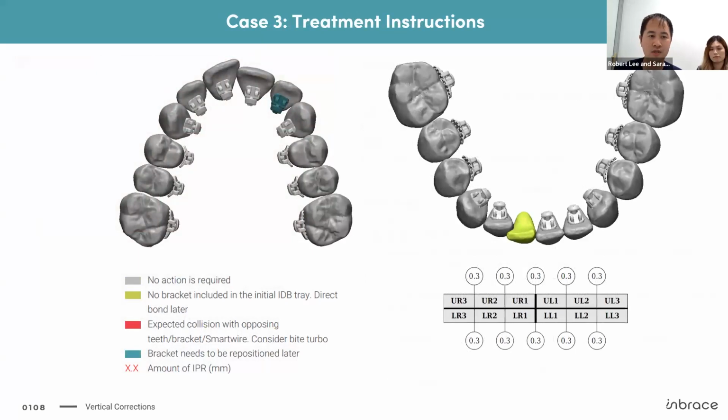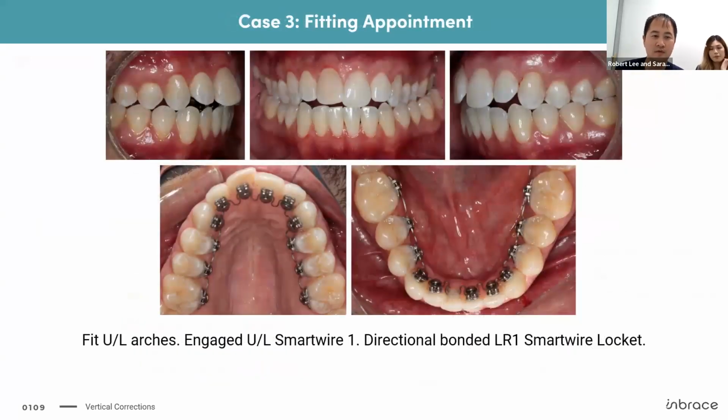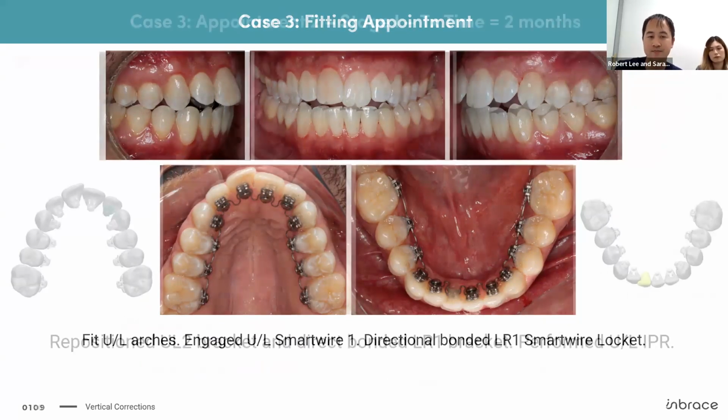In the treatment instructions, upper left 2 was off-centered. Lower right 1 was a bond for later, so we're going to bond that tooth later. So in the fitting appointment, we went ahead and fit the upper and lower arches in this case, engaged upper and lower smart wire 1. For lower right 1, we directional bonded the smart wire bracket.